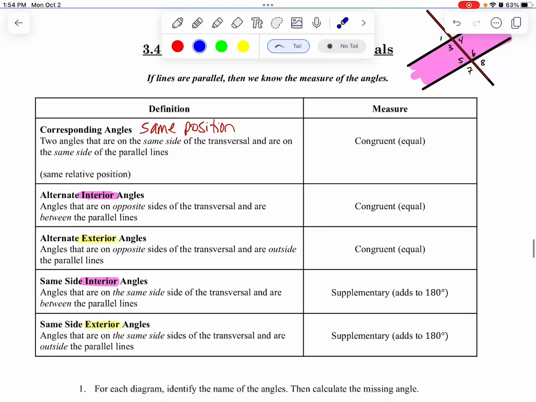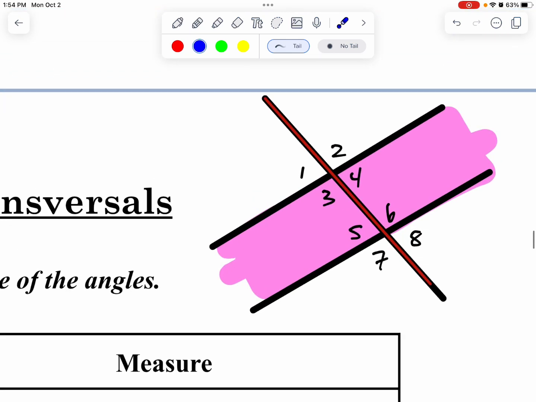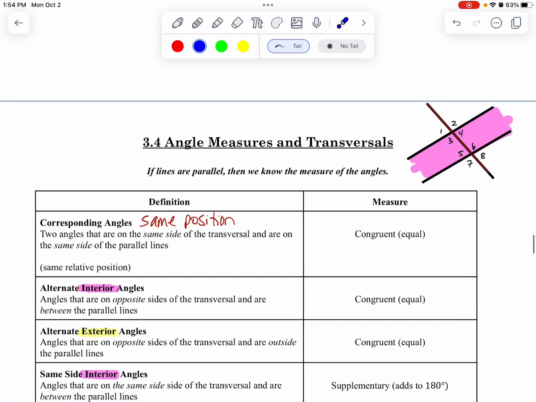And then the other two were same side interior and same side exterior. So same side means on the same side of this line. Here is a pair of same side interior. Here is another pair of same side interior. Same side exterior would be this one and this one. They're on the left-hand side of that blue line, and they're exterior. The right-hand side of the blue line is those two, and they are also exterior. Remember that this is interior, everything else is exterior. So those are our 5 different vocab words that we learned in class.